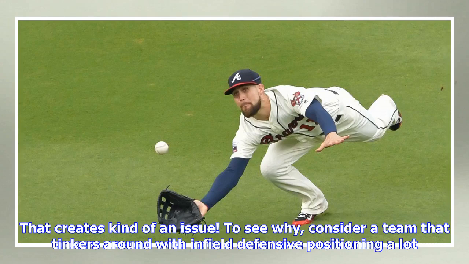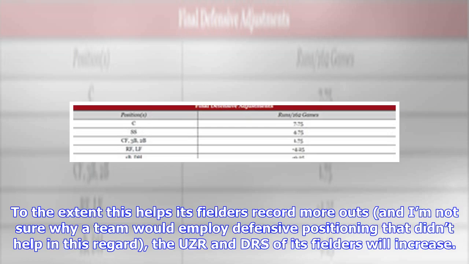That creates kind of an issue. To see why, consider a team that tinkers around with infield defensive positioning a lot. To the extent this helps its fielders record more outs, and I'm not sure why a team would employ defensive positioning that didn't help in this regard, the UZR and DRS of its fielders will increase.